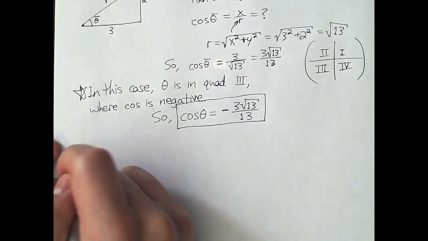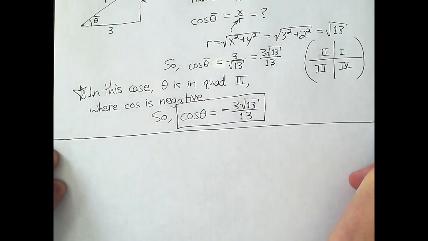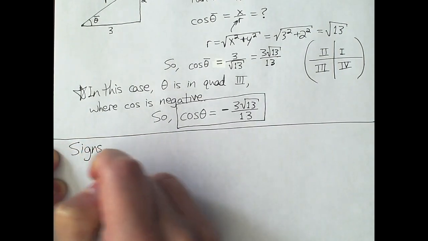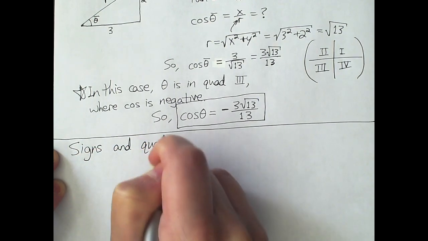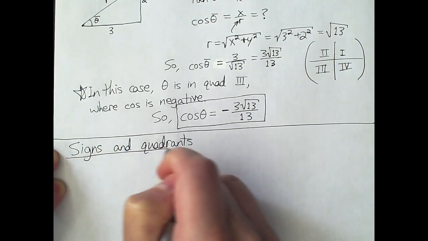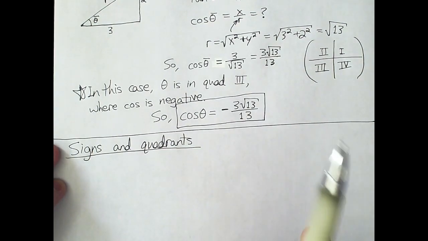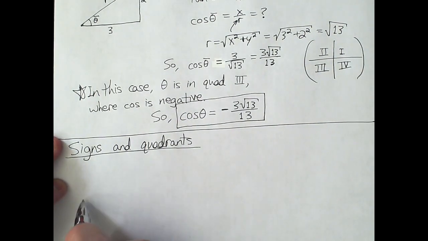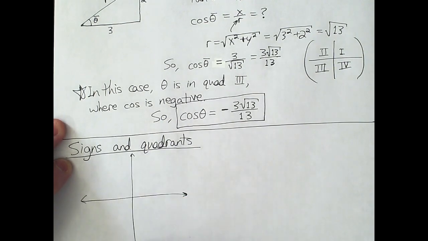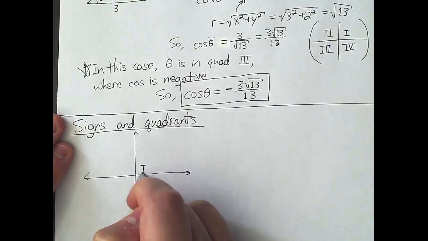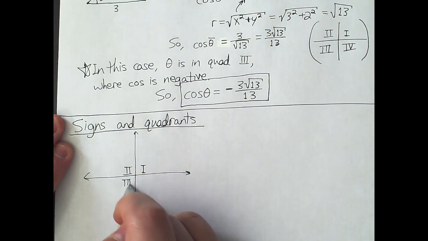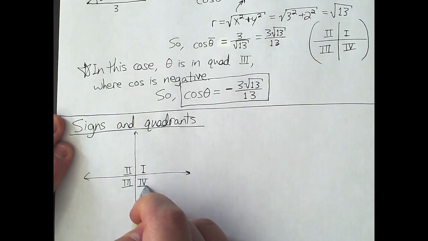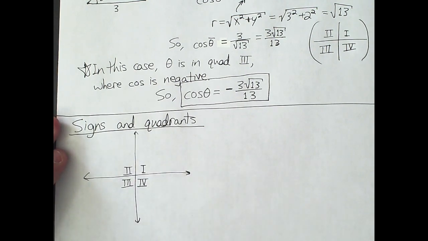So we answered the problem. Let's talk more about signs and quadrants. Okay, how did I know that cosine is negative in quadrant 3? Let's draw something here about quadrants. Here we'll label them on the inside, like quadrant 1, 2, 3, 4. They always go in this order. They kind of go in the same order that we're used to going around the unit circle, right? So you start with 1 here, and then you go counterclockwise, 2, 3, 4.